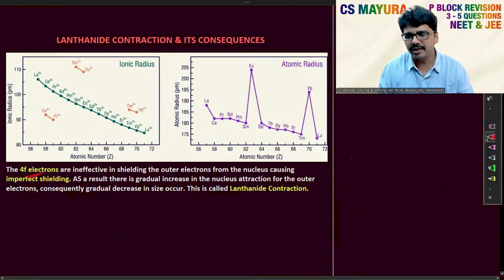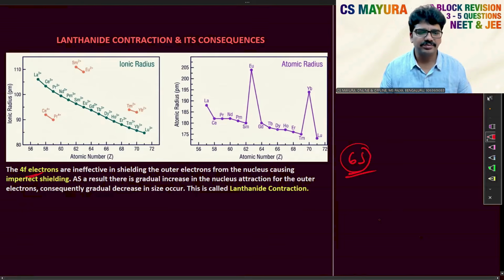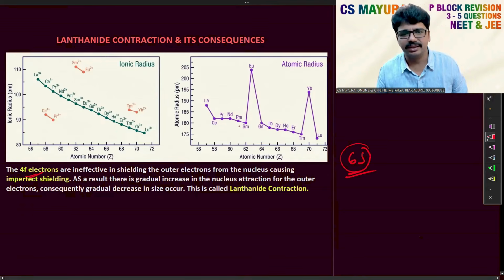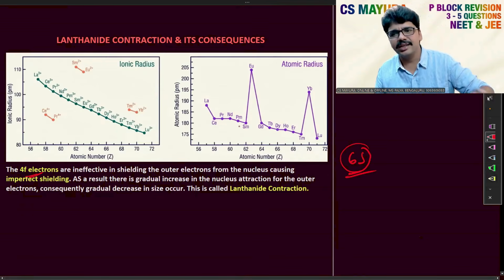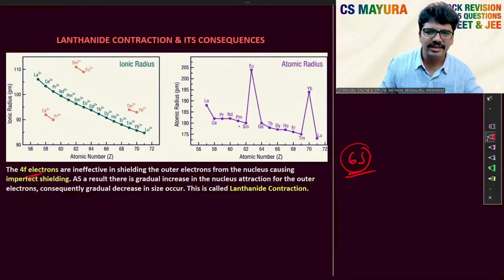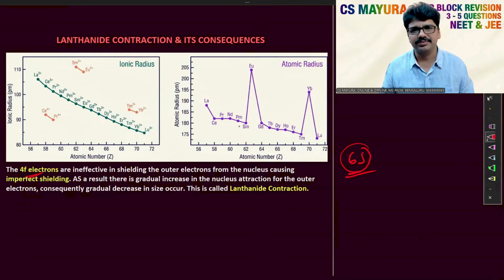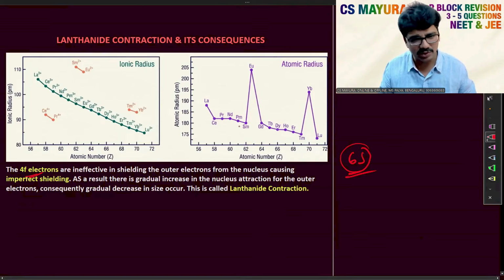What is the outermost shell for lanthanides? 6s. So in lanthanides, the nucleus is strongly attracting the 6s outermost shell. So the size decreases. From cerium to praseodymium to neodymium to promethium, gradually the size decreases. This reduction in size is called lanthanide contraction. The same thing is observed in actinides also.